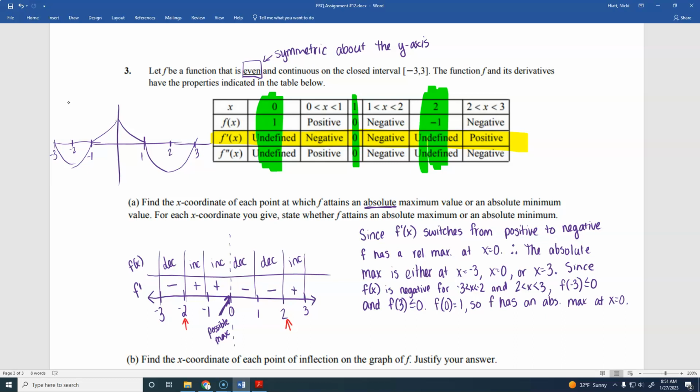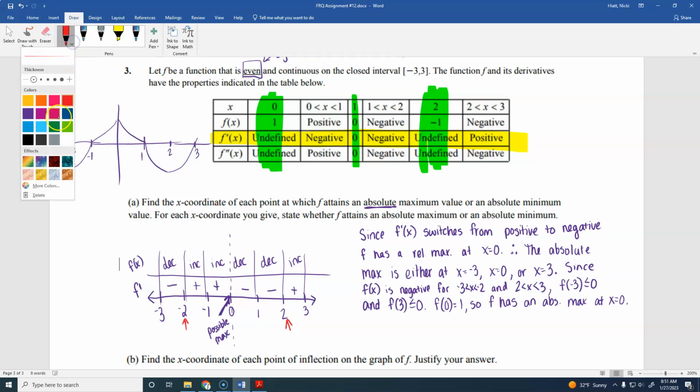And in fact, because we know this is symmetric, if 2 ends up being an absolute minimum, -2 would also have to be an absolute minimum. It's not going to look exactly like this, but we've got a minimum on each side. They're at the same level, so they would both be absolute minimums.